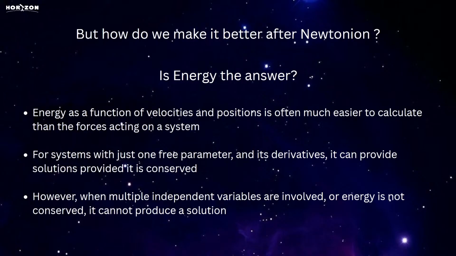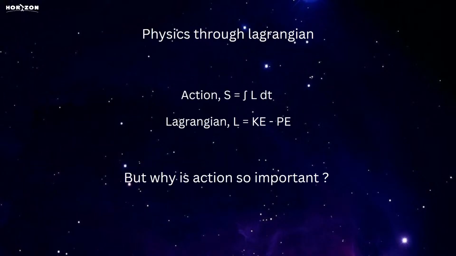And so we needed a new method from which we can generalize the use of energy for systems with multiple variables and constraints, which opens up the door for us to see mechanics through the eyes of Lagrangian. Before Lagrangian, though, I would first like to introduce a quantity called action, represented by S, and its value is equal to the integral of L dt, where L is the Lagrangian and its value is kinetic energy minus potential energy.